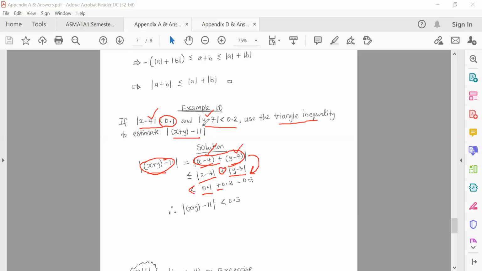We were also told that this inequality is less than 0.2. So you see again, I just put 0.2 there. Therefore, this whole expression is less than 0.3. Therefore, in conclusion, we say that the absolute value is less than 0.3. All right.